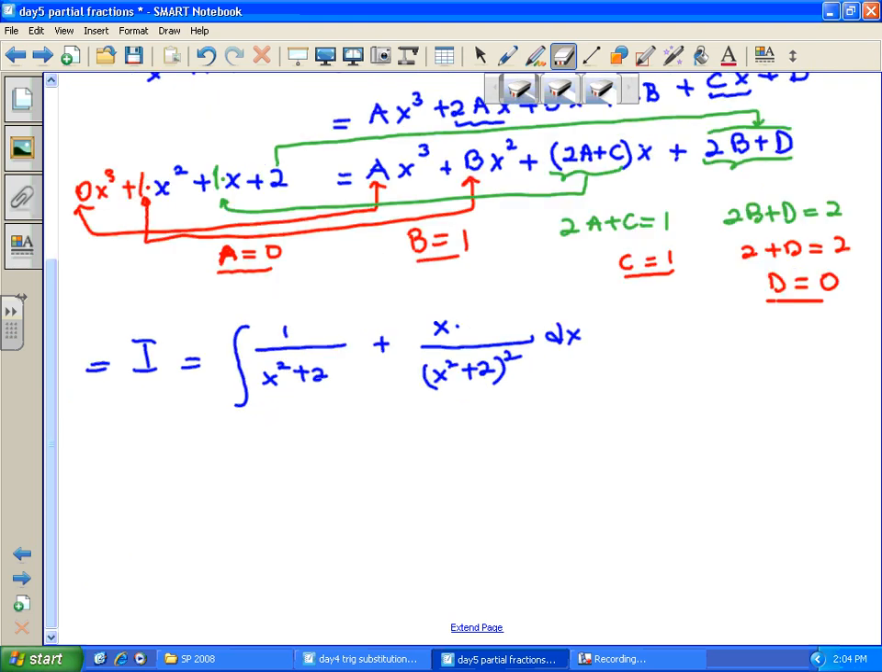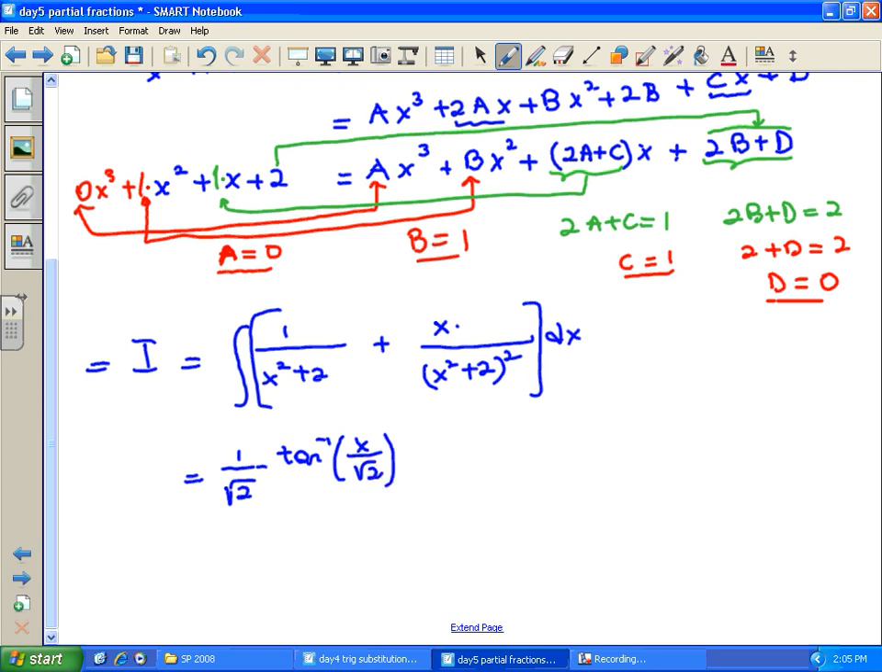How do we integrate this? The first part, 1 over x squared plus 2. How do we integrate that? That's arctangent, right? And our a is the square root of 2. So what will the end result be? 1 over a, which is 1 over root 2, tan inverse of x over root 2. And how do we integrate the second part? Use substitution. Take a moment to do that part, please.